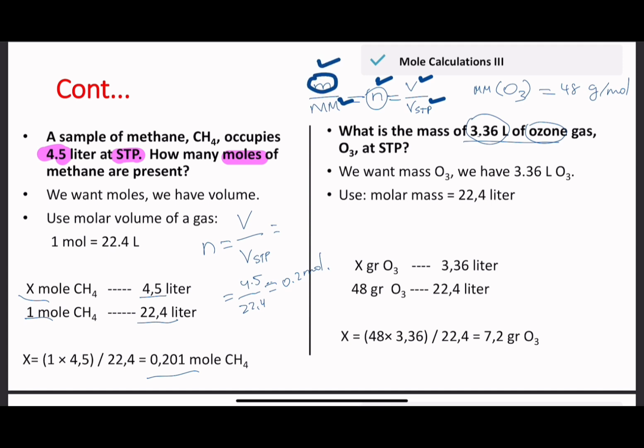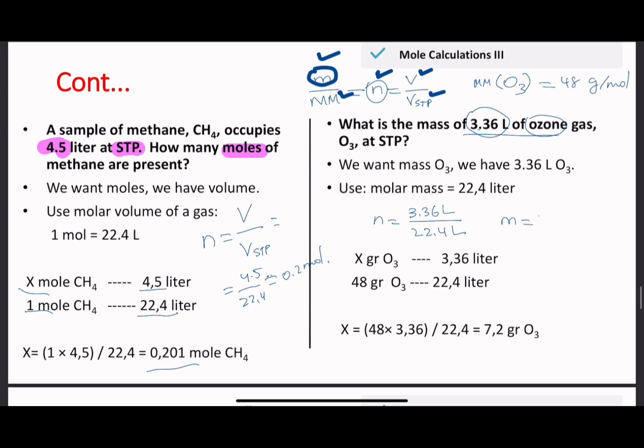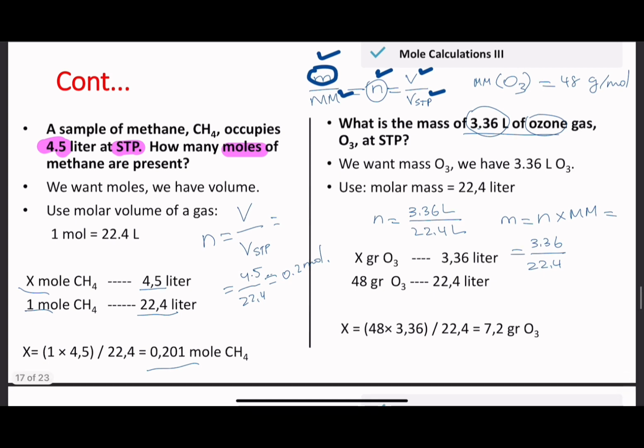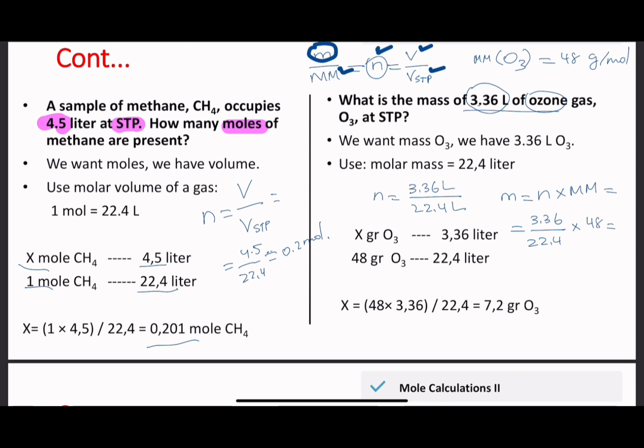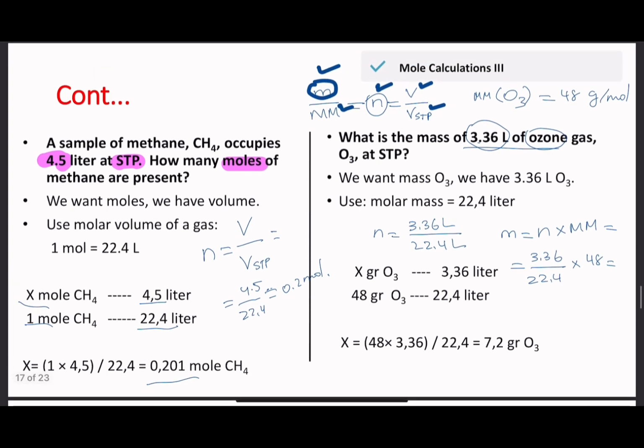So your n is 3.36 liter divided by 22.4 liter. And then you know that m equals n multiplied by MM. And you can just plug in the numbers even without the calculation. 3.36 divided by 22.4 multiplied by the molar mass of 48, and you can get the gram, 7.2 grams in here.